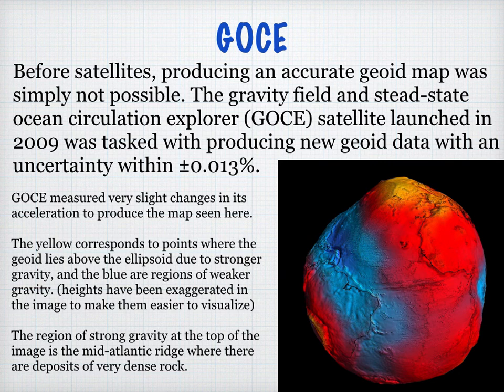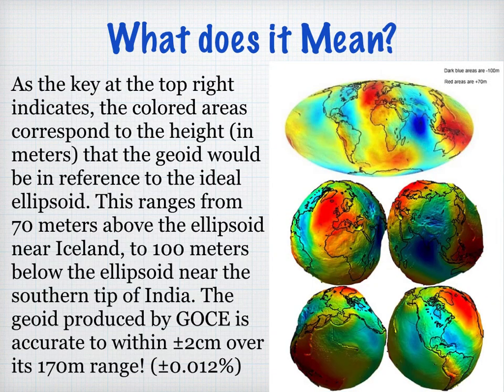And the blue areas are regions of weaker gravity, and water would kind of spread away from there. The heights here have been exaggerated in the image to make them a little easier to visualize. And you'll note that lumpy region at the top, where there's really a high concentration of gravity, is actually due to large volcanic deposits of very dense rock along the Mid-Atlantic Ridge. And we'll discuss that a little more on the next slide.